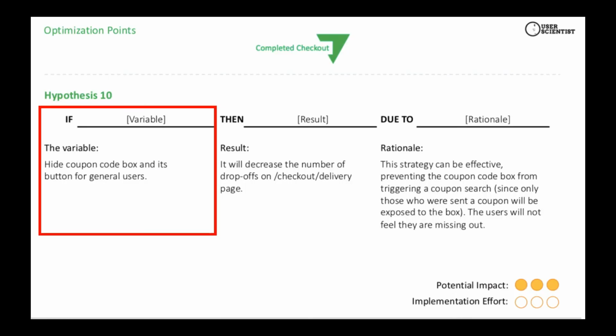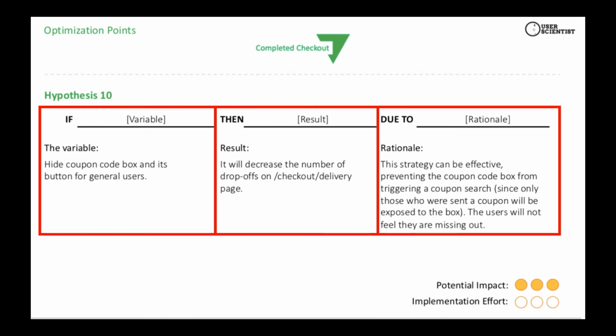So you see here again, the hypothesis is the variable would be hide the coupon box and the button for general users. We expect this will result in a decrease in the number of drop-offs at checkout or delivery. And the rationale is that this strategy can be effective because by preventing the coupon code from triggering a coupon search, since only those who were sent a coupon would be exposed to the box, the users will not feel that they're missing out. So this is how we can put a hypothesis together.